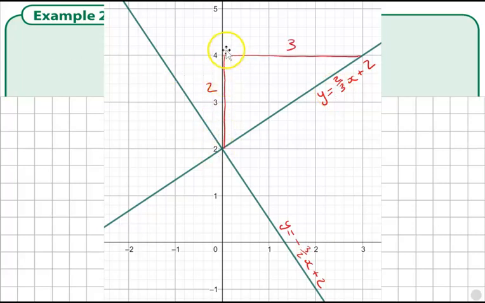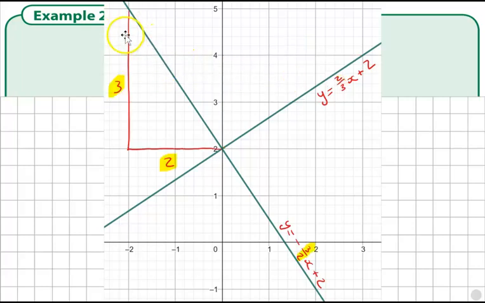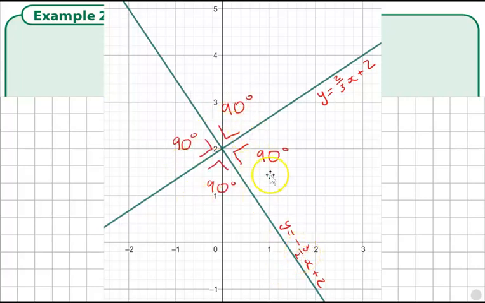So we get a rise of 2 and a run of 3, and it's positive. So yep, that works. A rise of 2 and a run of 3, so positive 2 over 3. And it's uphill, so it's positive. And then for the other line, the perpendicular line, we can see the rise is 3 and the run is 2. And this time it's going downhill, so it should be minus, and it is. So we have a rise of 3 and a run of 2, so minus 3 over 2. And we can see that we have 90-degree angles, so these lines are definitely perpendicular.